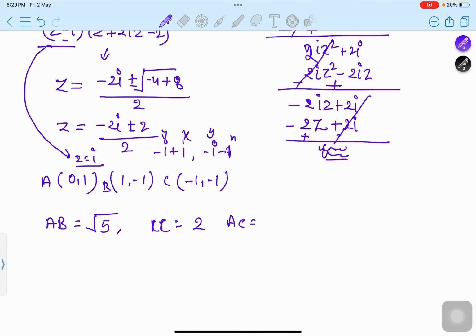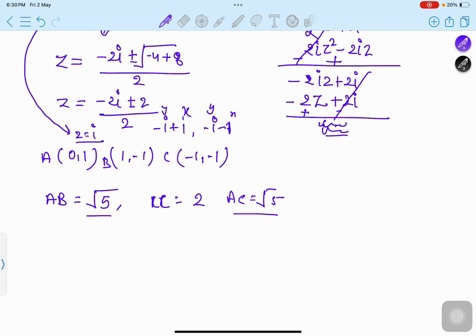So AC is equal to root 5. So your answer is root 5, root 5, and 2 is the AB, and AC is equal. So it is an isosceles triangle, but you can check whether an isosceles right angle triangle is possible or not.